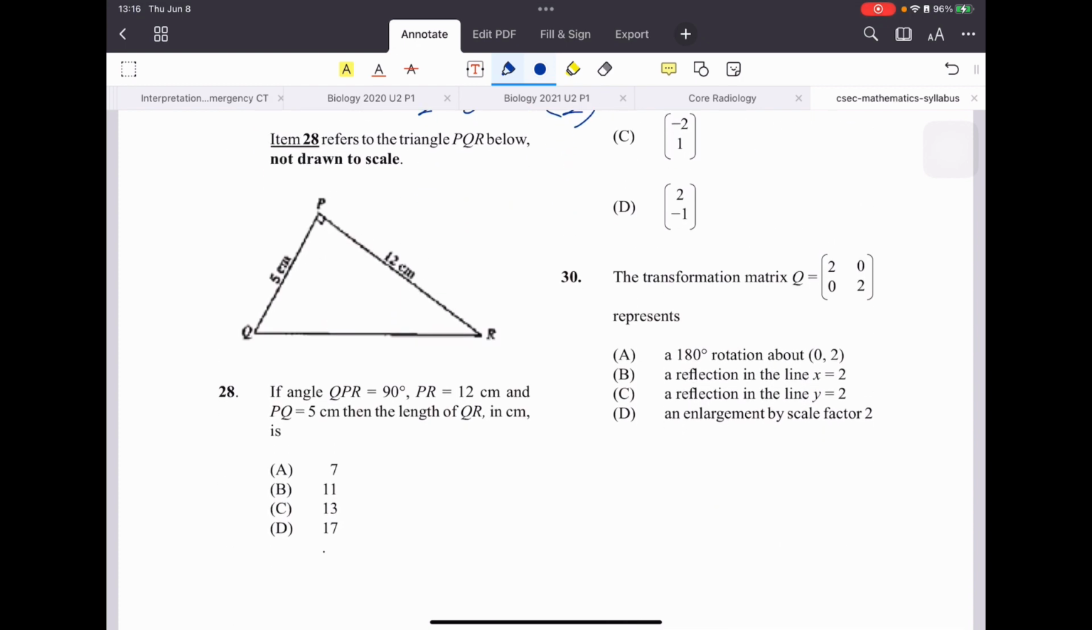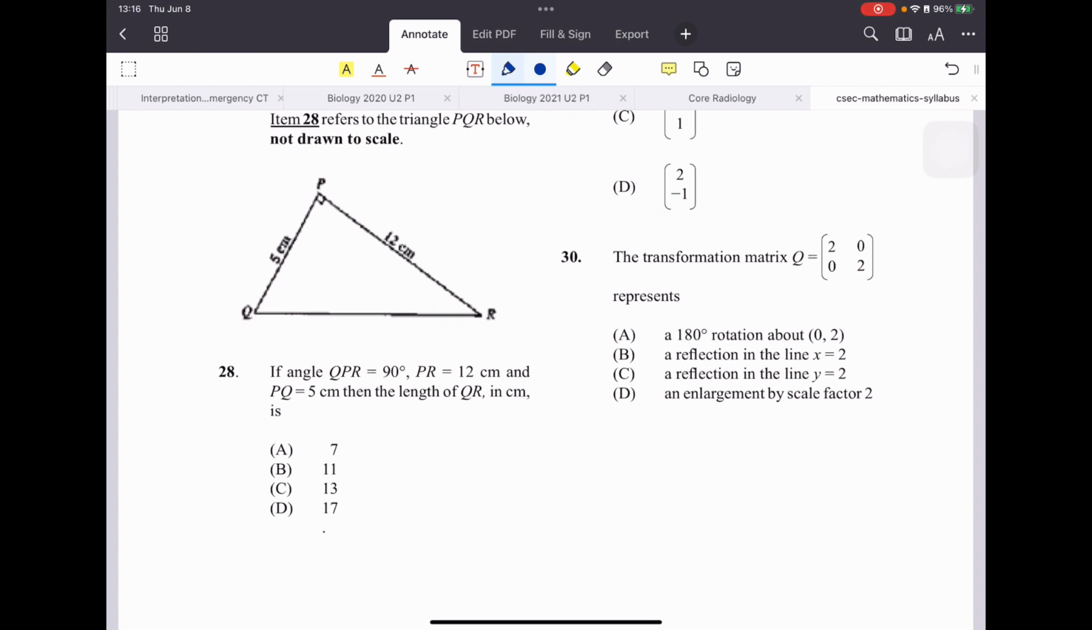Alright, item 28 refers to triangle PQR below, and it's a right angle triangle. If PR is 12 and PQ is 5, then the length of QR is. So this is a simple Pythagoras theorem, which says that A squared is equal to B squared plus C squared. So I can let QR be my A squared, and my B squared could be anyone. So it could be 5 squared, and my C squared could be 12 squared. It does not matter the order of the numbers, right?